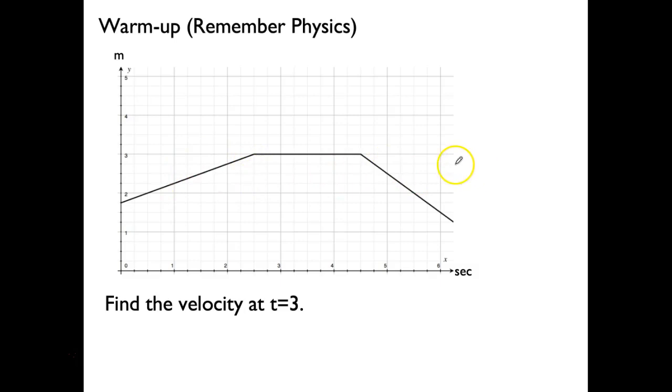So if you wanted to find the velocity at 3, you would put a point at 3. Okay, and then you would look at what the slope is. In this case, the slope is very easy. The slope is 0. So velocity at 3 is 0 meters per second. Let's do the velocity at another point as well.